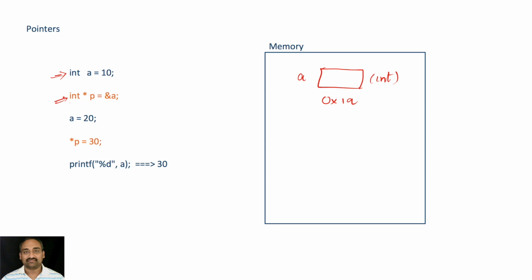Now when I say int star p, I am declaring a pointer variable. Pointer variable means a variable or a memory block which is capable of holding an address. Now what is the type of variable that it can refer to? That is an integer. So the type of content that we can place in p is int star, that is the address of an integer variable. Now the RHS of this statement is getting the address of a. So what is the address of a? 0x1a. Now that is held inside p. So I am just placing the address of a inside p.